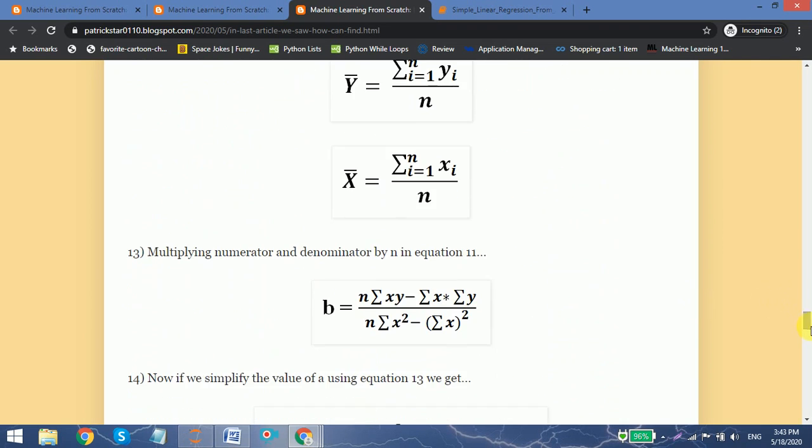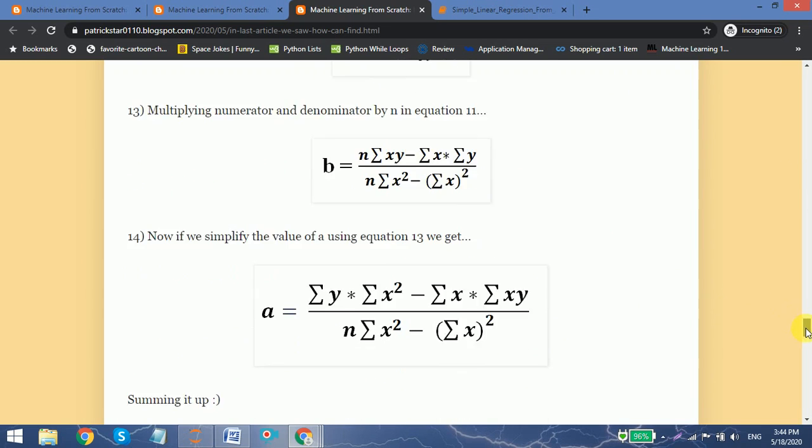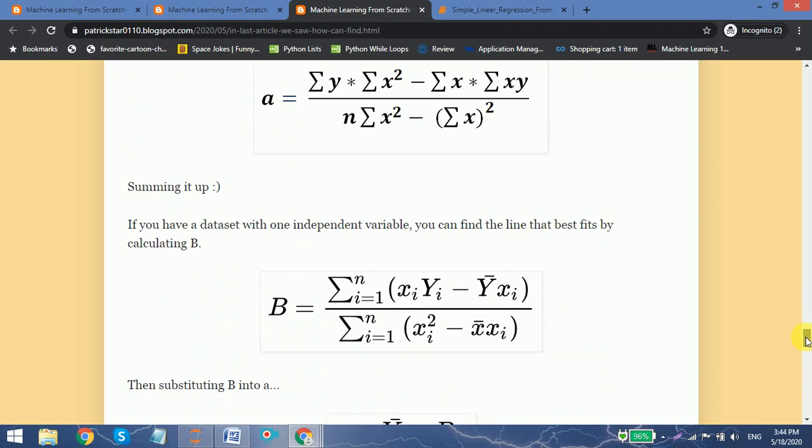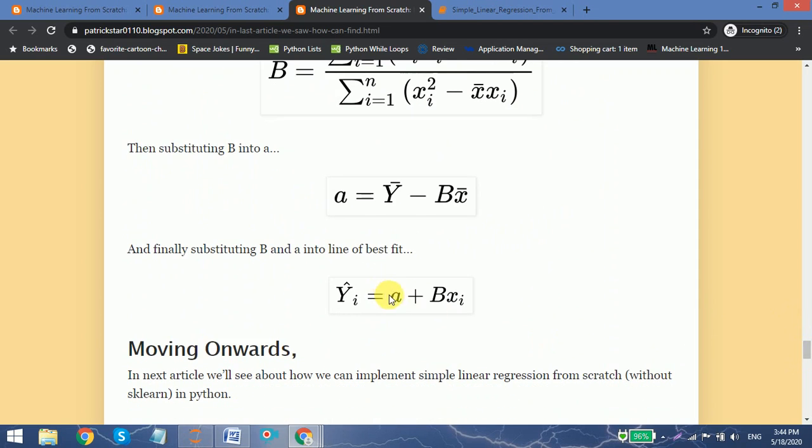Okay, so we can substitute the values here, and we get b equals n times sigma xy minus sigma x into sigma y, divided by n times sigma x squared minus sigma x squared. That is pretty simple to understand. We just put the values of y bar and x bar here, and we can do the same for the value of a. So here we have the final equations for our data: b equals this one and a equals this one, and our predicted function yi hat equals a plus bx. Now we have the values for a and b.